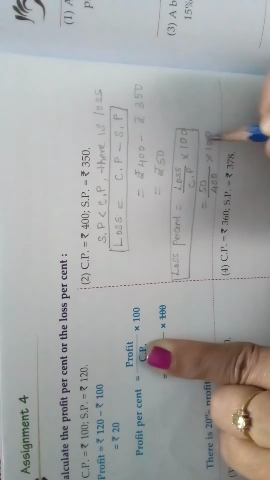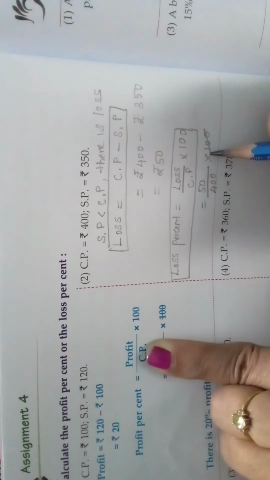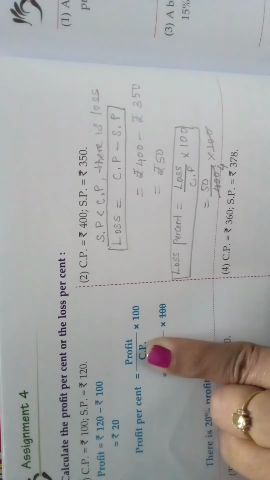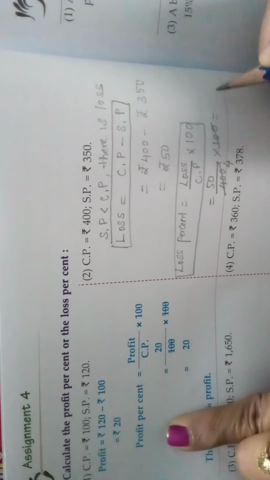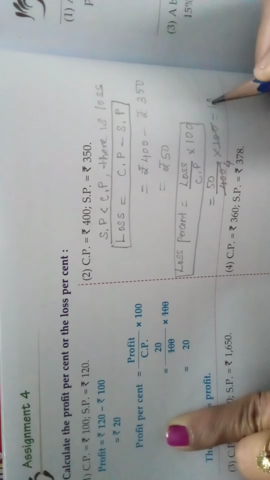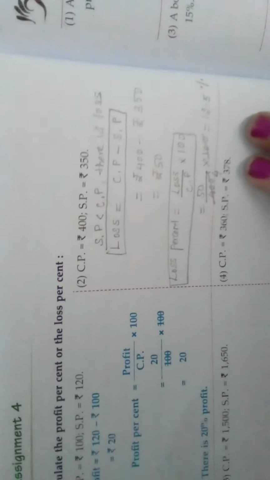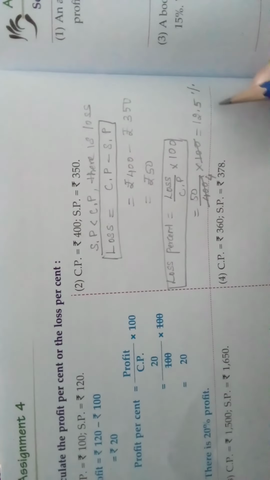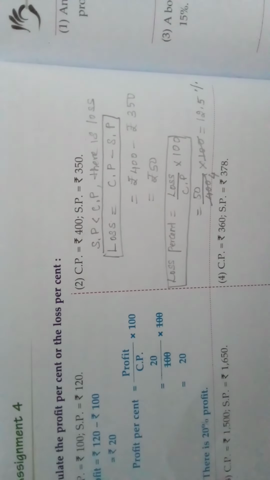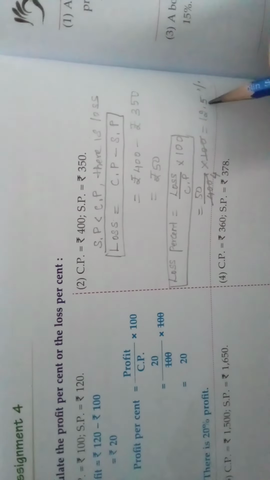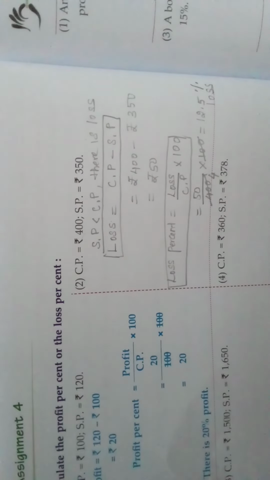Into 100. Okay, 100 ones are 100, 100 fours are 400. Okay, understood. So 50 by 4. Now what to do? Simplify it. So that is nothing but how much? 12.5% is the loss percent. Understood, children? So if you say 50 by 4 and simplify it, you will get 12.5. So what is the percent? Loss percent? 12.5% loss. Understood, children?